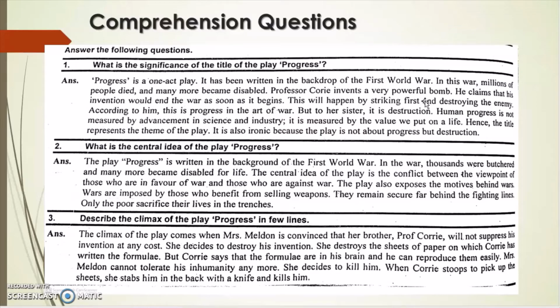Professor Corey invents a very powerful bomb. He claims that his invention would end the war as soon as it begins. This will happen by striking first and destroying the enemy. According to him, this is progress in the art of war. So he calls this progress.